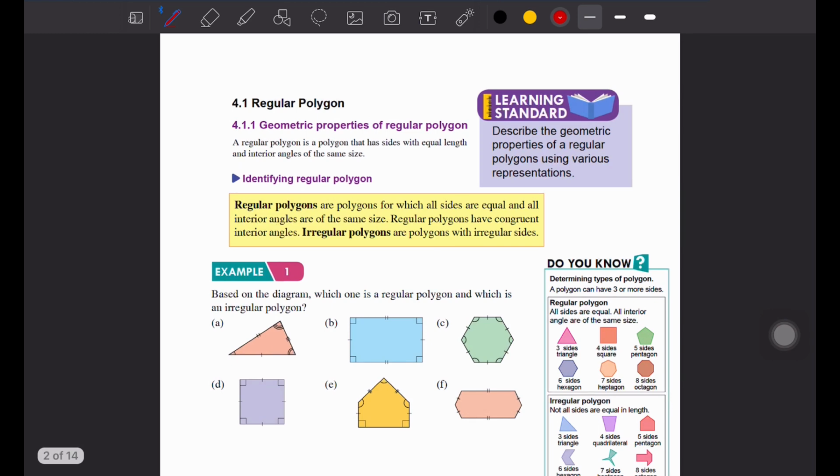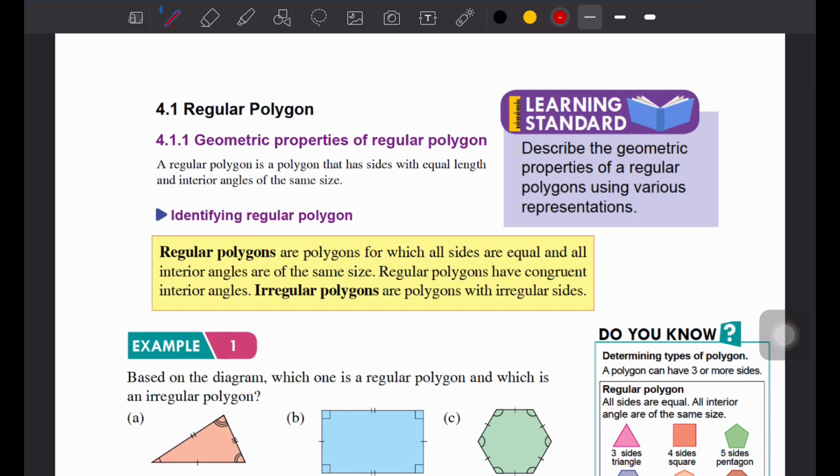The first learning standard for today is to describe the geometric properties of regular polygons using various representations. So we know the geometric properties of a regular polygon. A regular polygon is a polygon that has sides with equal length and interior angles of the same size. These are the two main characteristics of a regular polygon.